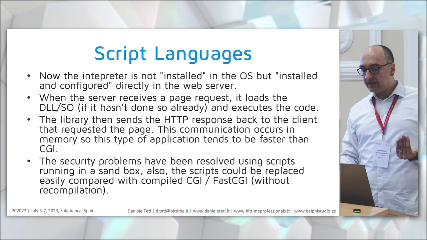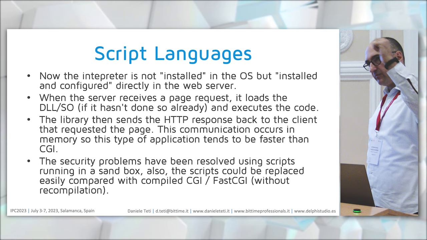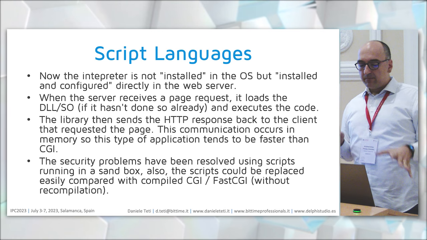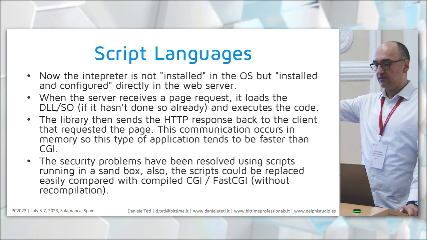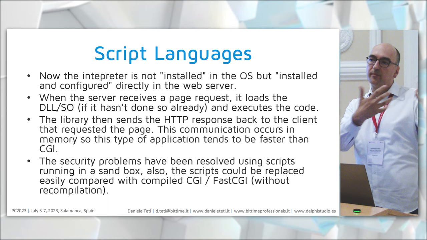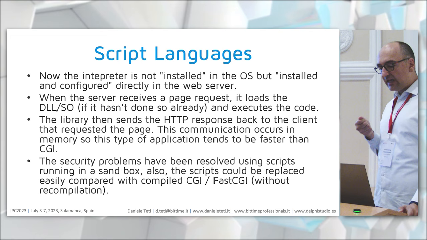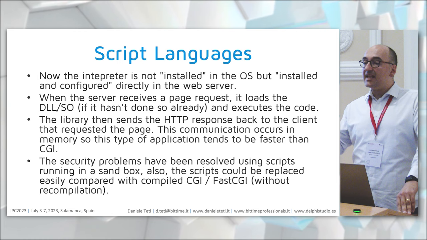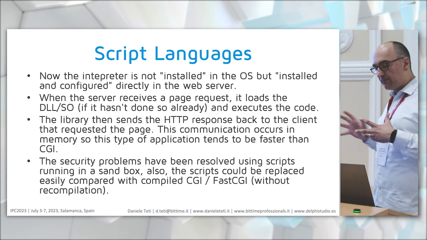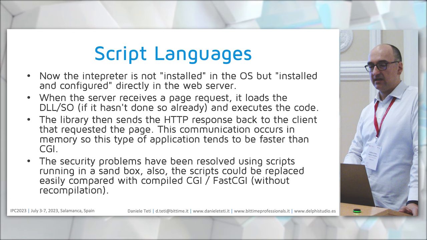So, what is the difference between the CGI, which was launched by the web server and executed by the OS, and this new era? Because now the interpreter is not installed in the OS, but is installed and configured directly in the web server. So the interpreter must provide such kind of binding to be loaded dynamically, to be executed in a thread-safe way, and so on. When the server receives the page request, it loads the DLL or shared object, if it hasn't done so already, and executes the code. The library then sends the HTTP response back to the client that requested the page. This communication occurs in memory. So this type of application tends to be way faster than CGI.